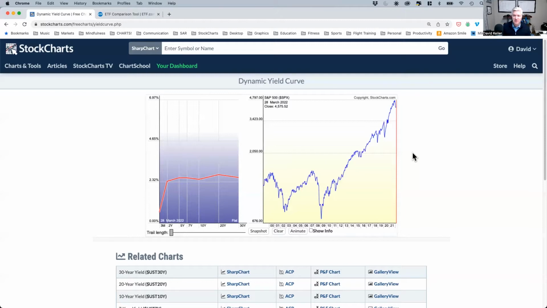And there's this feature called the dynamic yield curve where you can actually try to understand the relationship between interest rates on the left side and stocks, the S&P, on the right side. So this is actually the yield curve. And if you're not familiar with the bond markets, a yield curve is basically looking at different maturities. So this is a 3-month treasury bill all the way out to a 30-year treasury bond, right? And you have the notes in the middle, and these are the different maturities.